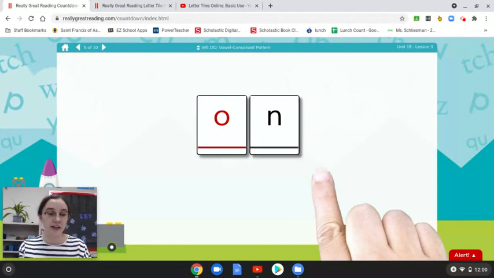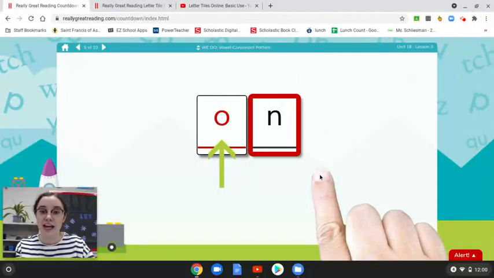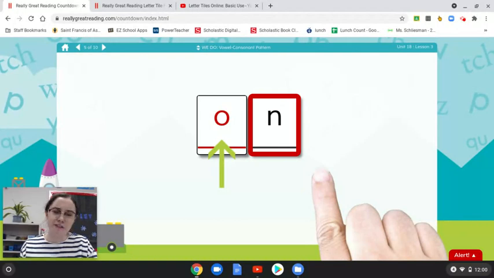So do we see a vowel letter in this word? Yes. What is the name of that vowel letter? O. Do we see a consonant letter after the O? Yes. What is the name of that letter? N. Good. So does it follow our vowel consonant pattern? Yes, it does. And what is that pattern? One vowel with one or more consonant after.